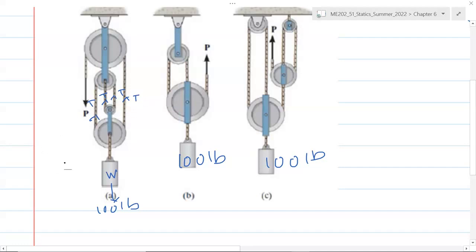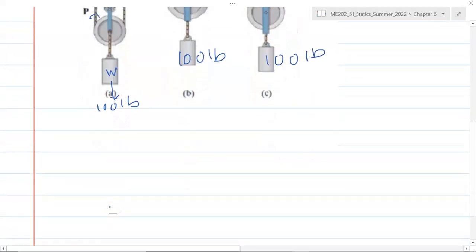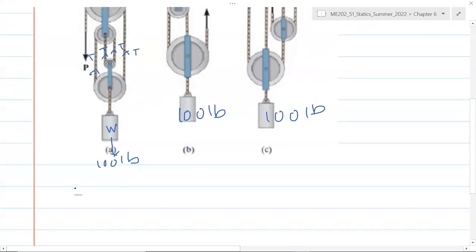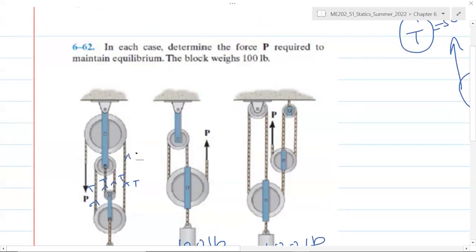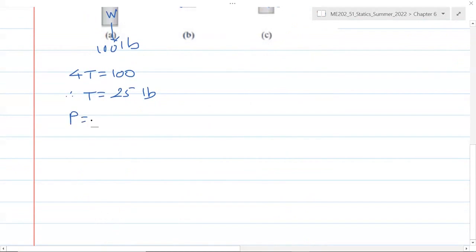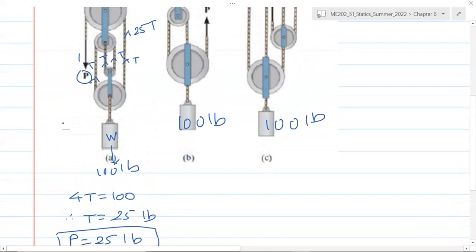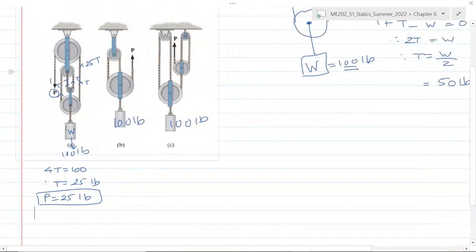So the load in each cable is 1 by 4th of 100, so it's 25 pounds. So 4T is equal to 100. Therefore, T is equal to 25 pound. So this cable has a load of 25 pound. That means it's the same cable that goes here, so P is also 25 pound. So we need to give 1 by 4th of the force that we are lifting. To lift 100 with the pulley system, we just need to give 25. This is for case A.